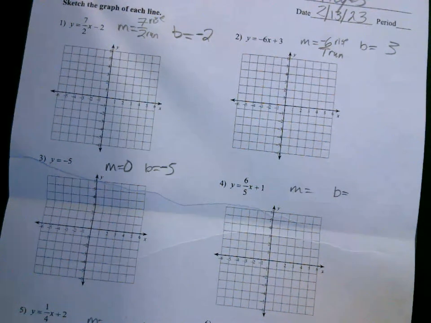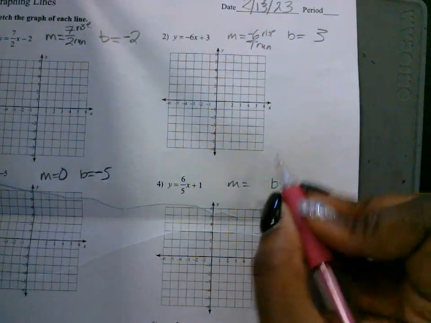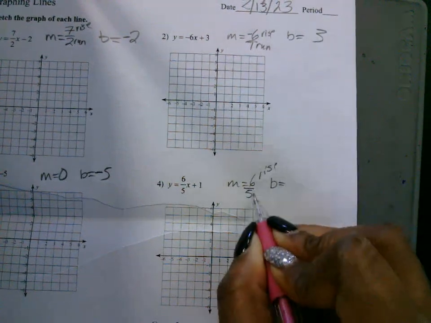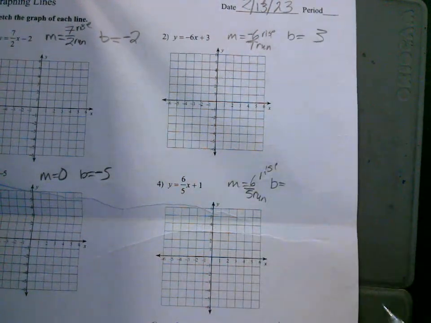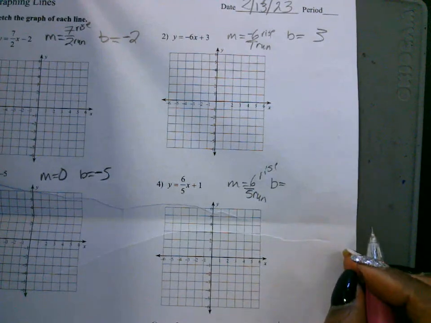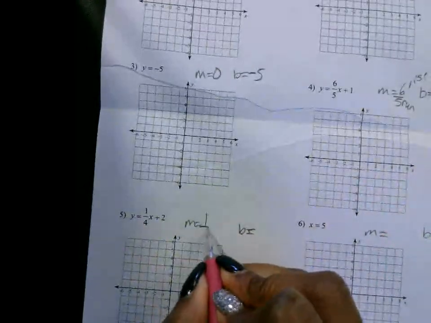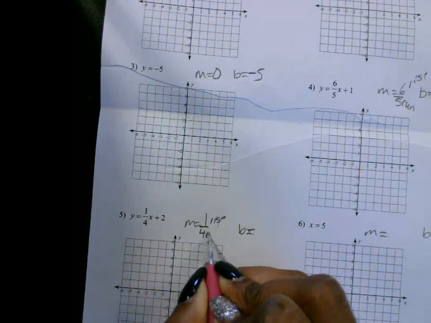Number 4, what's your M there, Natalie? 6/5. This is your rise. This is your run. What's your B here, Carter? 1. Good job. What is your M, Ricardo? Number 5. 1/4. This is rise over run. What is your B, Isaac? What's our B there for number 5? Very good. It's 2.